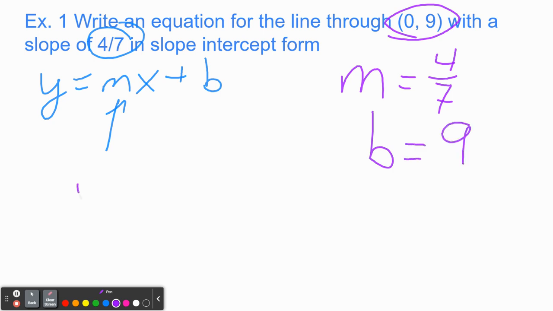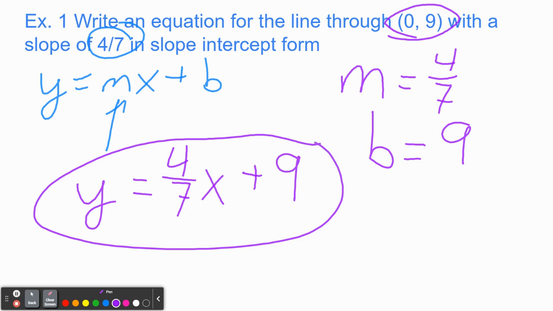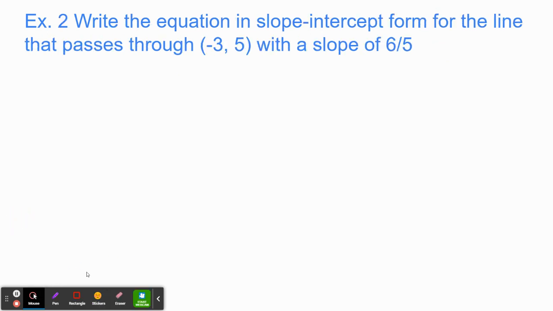I can plug that back into my original equation. y equals 4/7 x plus 9. Not too bad. If we have our y-intercept and we have our slope, we can toss that right into the line, plug it in, and we're good to go. But what if you don't have your y-intercept? All right, let's take a look and see what we should do here.